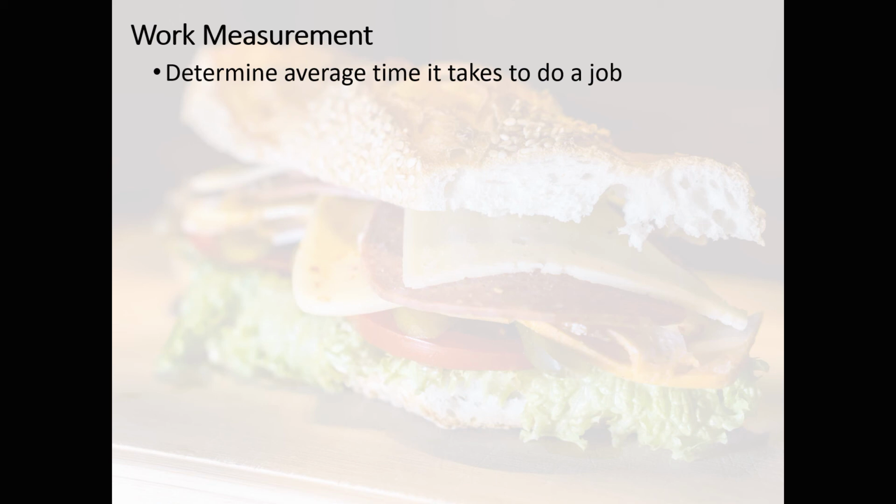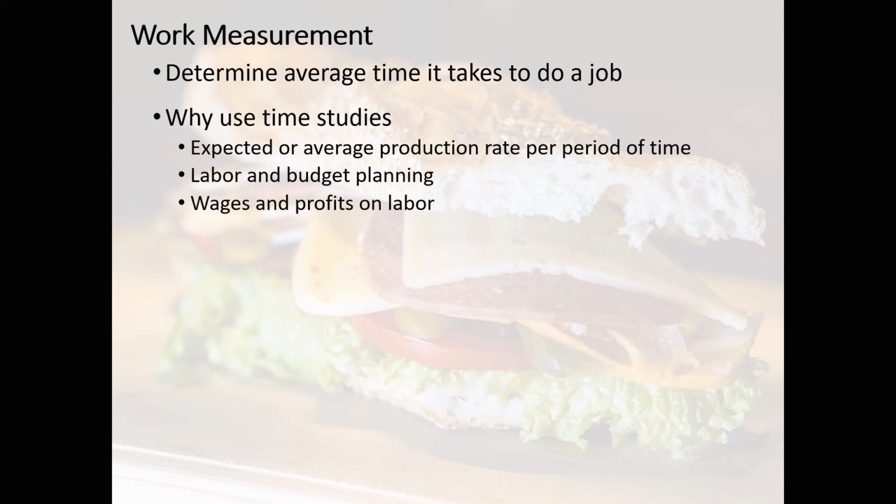The main reason to use a work measurement is to determine the average time it takes to do a job. There are times when we need to know how long it takes someone to complete a job and all of its elements. We're going to use a time study to determine the expected or average production rate per period of time. So how many units can a worker produce in an hour?